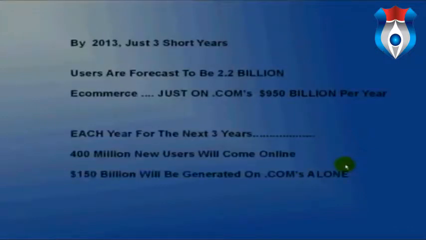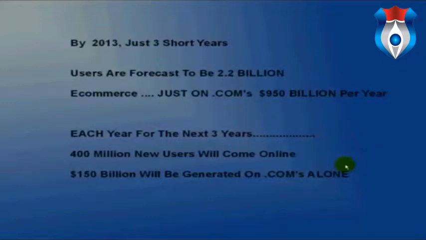But by 2013, just 3 short years from now, users are forecast to be 2.2 billion. And remember, the population of the earth is around 8 billion. So there's room for growth there. E-commerce, just on .coms alone, will increase from $400 billion to $950 billion per year. That's more than double on both of those counts.